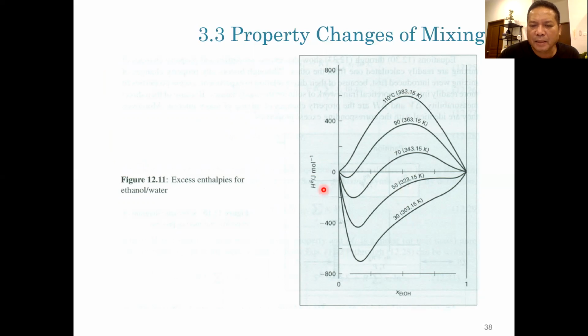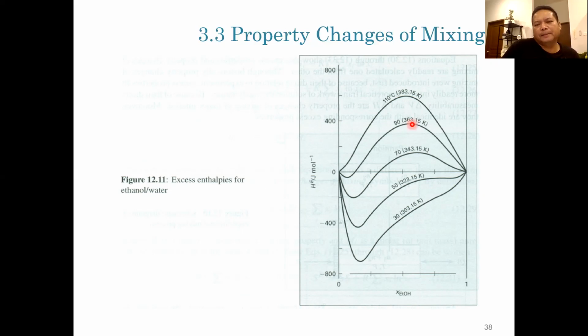You can see that the enthalpy varies. For example, at 30 degrees Celsius, at infinite dilution it produces a negative value. But as the concentration of ethanol increases, it becomes zero at pure species. When you increase the temperature, there is not much difference at the ends, but at the equimolar composition there is a difference. So it behaves differently at different temperatures.